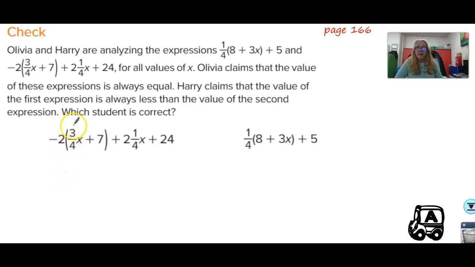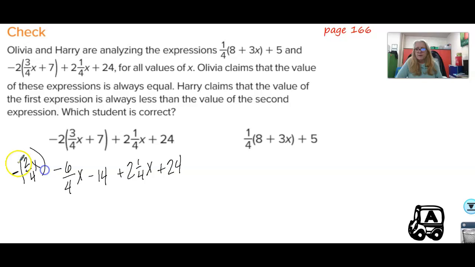All right, we go ahead and get rid of the parentheses. Negative 2 times 3/4 is negative 6/4 x, and negative 2 times positive 7 is negative 14, plus 2 1/4 x plus 24. Okay, I'm going to write this as negative 1 2/4 x. I need to remember this is equal to negative 1 2/4 x, because I'm going to try to do math in my head. So that's what that's equal to.